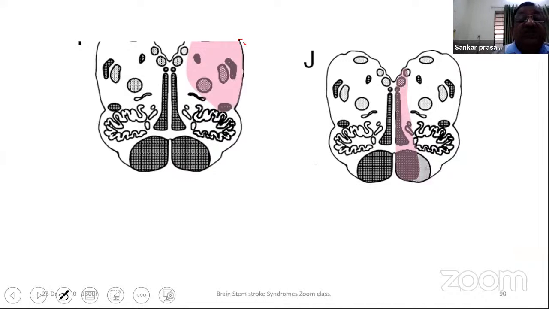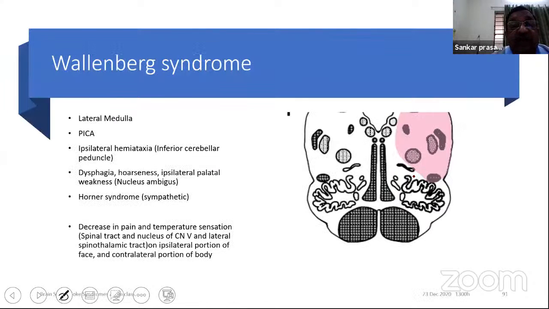What are these structures which you are seeing here? So there is a medial lemniscus here, right? And this is the motor part, that is okay. So these are the things which you have to identify.